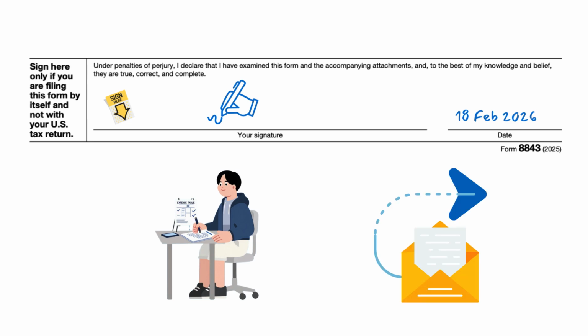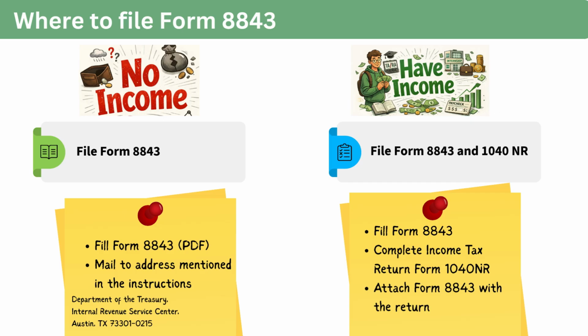Now once your form is ready, let's see where you have to send out this form. In case you do not have any other income and this is the only form that you are filing, take a printout and send it to the address that is mentioned in the instructions to the form. In case you have other income and you are filing a 1040 NR, attach this form with your tax return.